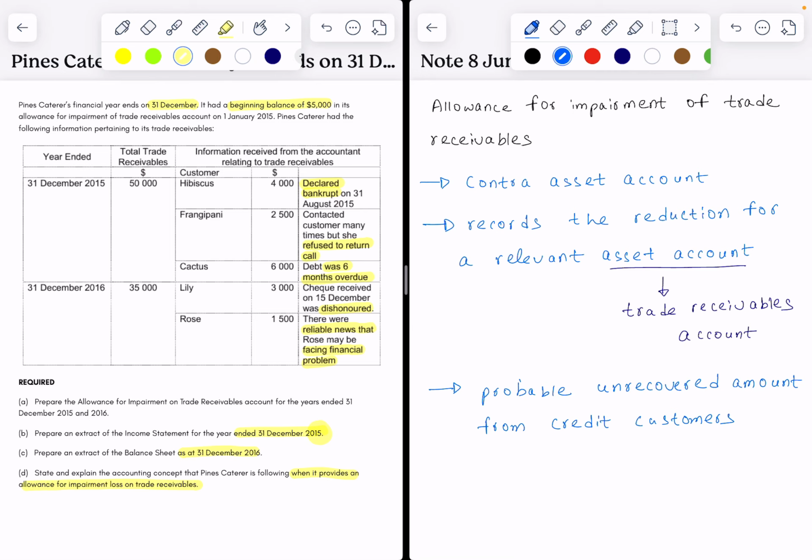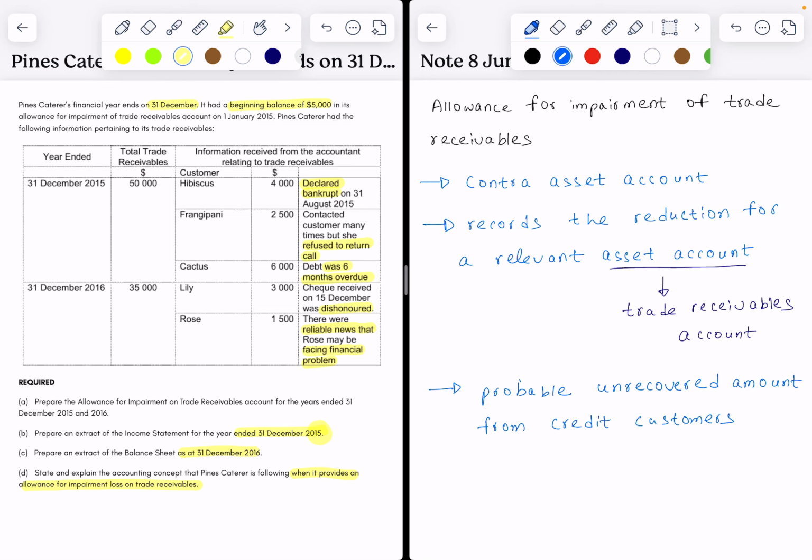In today's lesson, you will learn to prepare the ledger account for allowance for impairment of trade receivables for 2 different financial years. You will also prepare an extract of the financial statements and understand the accounting concept which requires us to prepare the allowance.